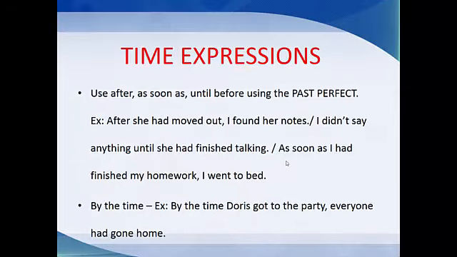Time expressions. Use after, as soon as, until, before, using the past perfect. For example, after he had moved out, I found her notes. I didn't say anything until she had finished talking. As soon as I had finished my homework, I went to bed. By the time Doris got to the party, everyone had gone home.